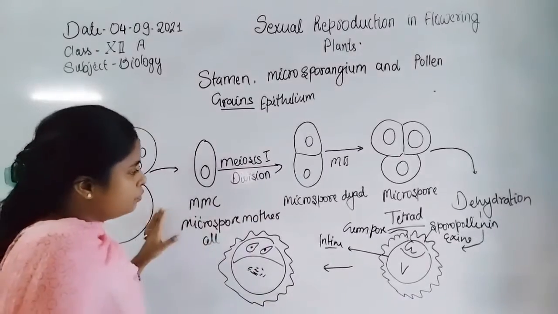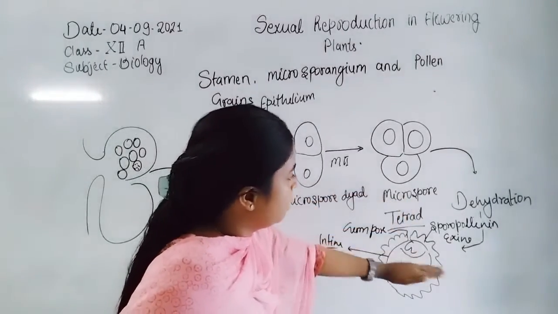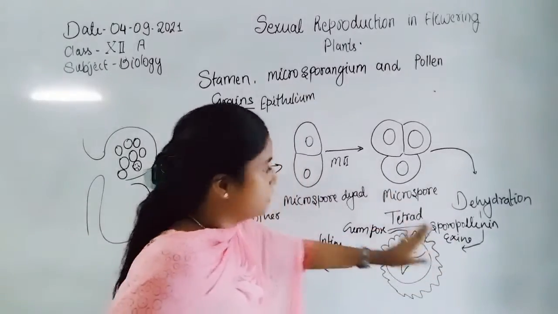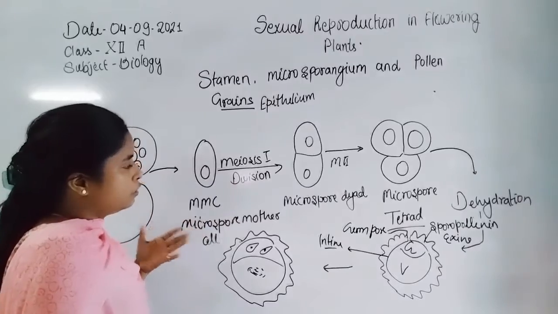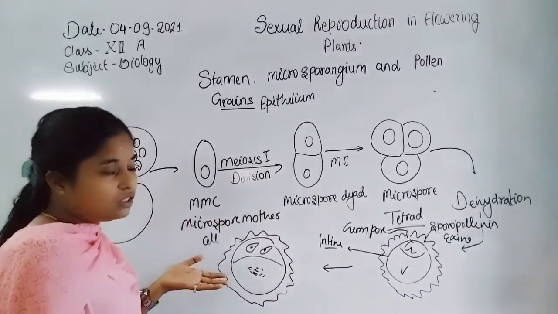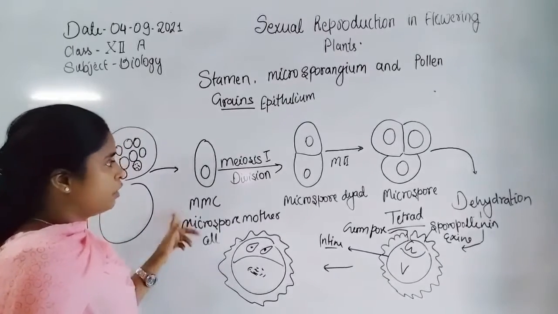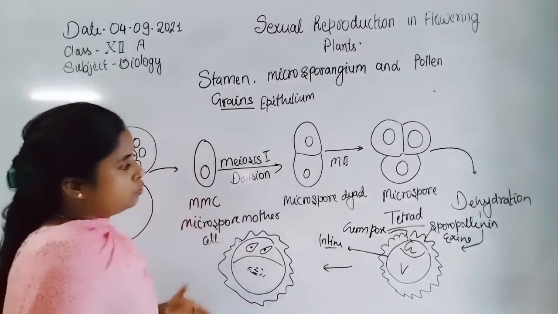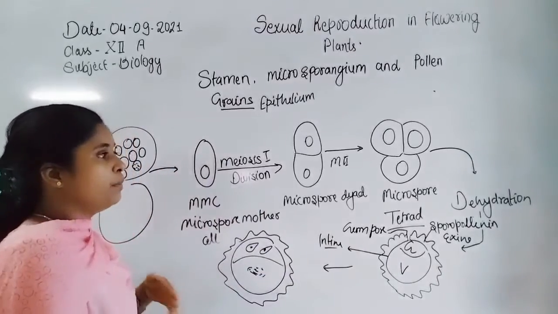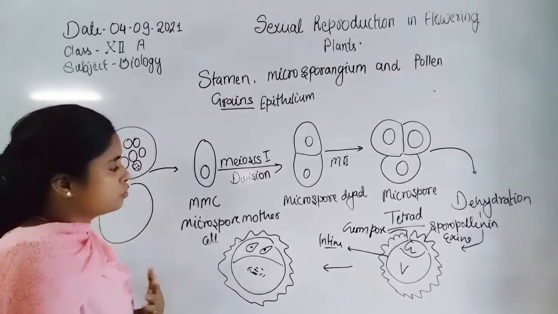Now, how many divisions are required for the formation of 100 pollen grains? As we know, each microspore develops into a pollen grain. So how many meiosis divisions are required for the development of 100 pollen grains? Obviously from one meiosis 4 pollen grains develop. So 100 pollen grains are developed by 25 meiosis. That is the question also.